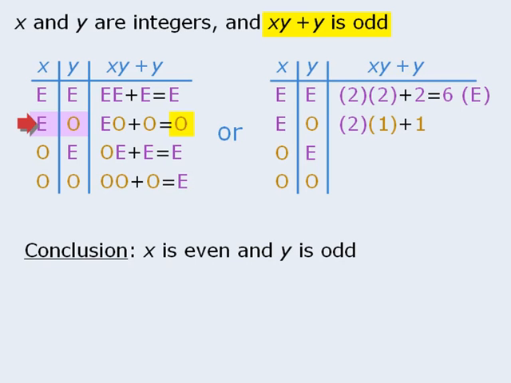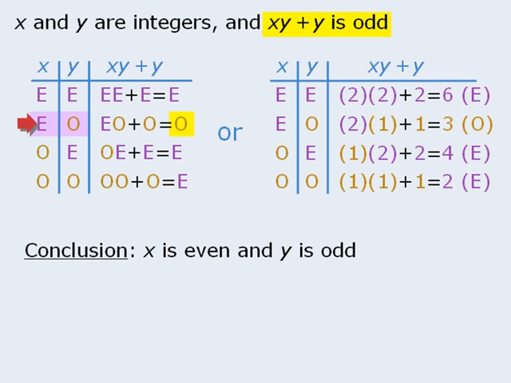Okay, so for the next case, we'll plug in a 2 for the even number and a 1 for the odd number. When we do this, our expression evaluates to be 3, which is odd. We can continue this method for the other two cases, and when we do so, we can see that our results in this table are the same as they were in the first table. Now only one case results in our expression evaluating to be an odd number, so we can be certain that x must be even and y must be odd.